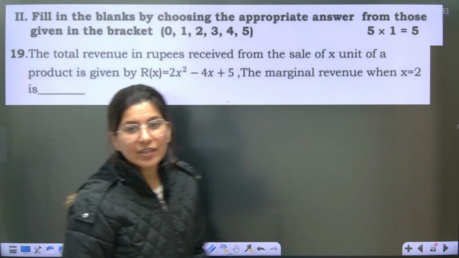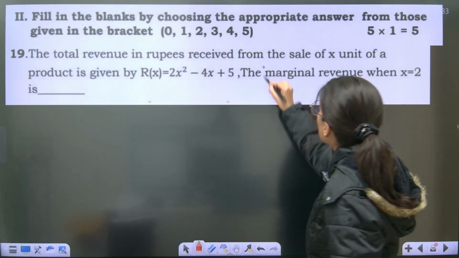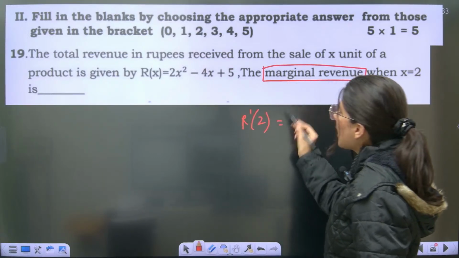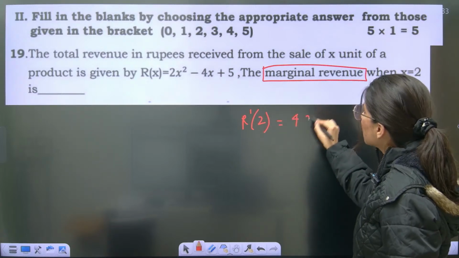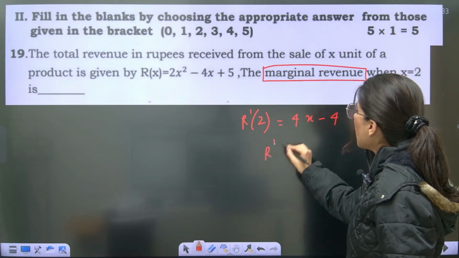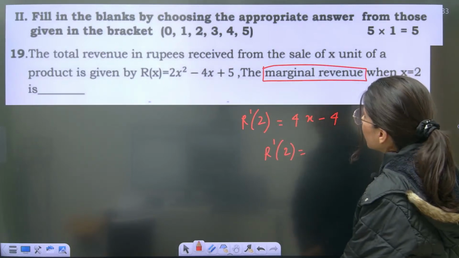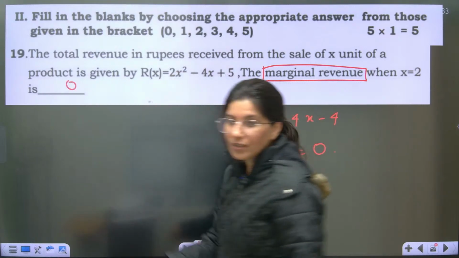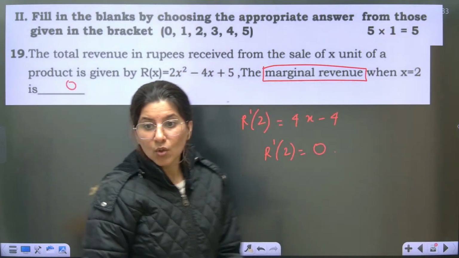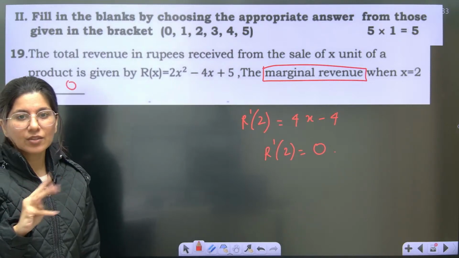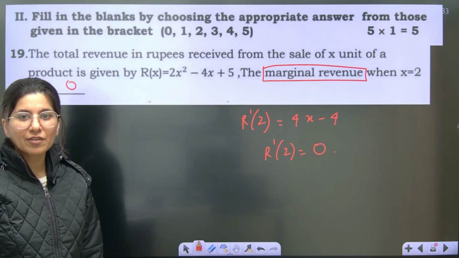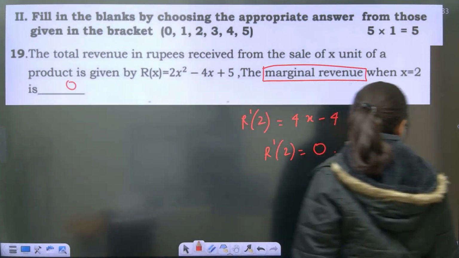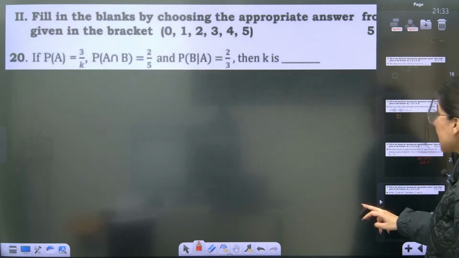Marginal revenue is always the rate of change of revenue. That means you are looking for R'(2). R'(x) will be 4x minus 4, so R'(2) will be equal to 0. 0 is the correct answer. Marginal revenue is 0. They are not talking about the total revenue, they are talking about the marginal revenue, the rate of change of total revenue. All right.